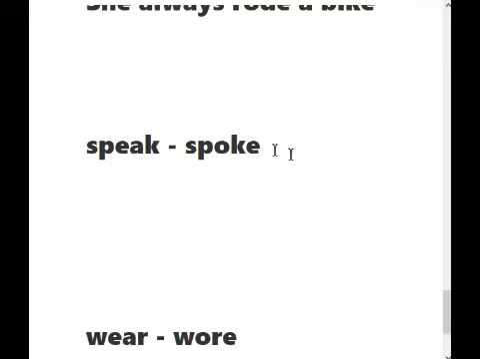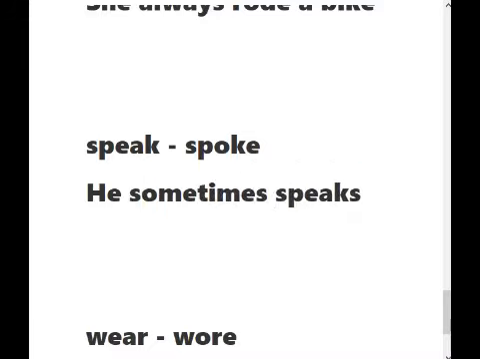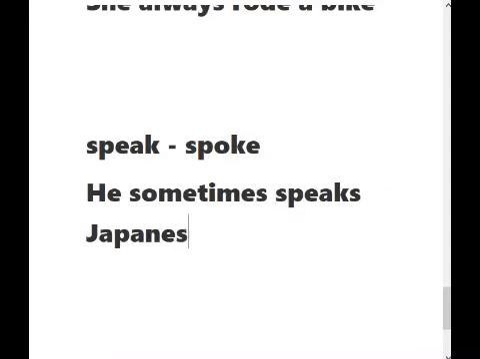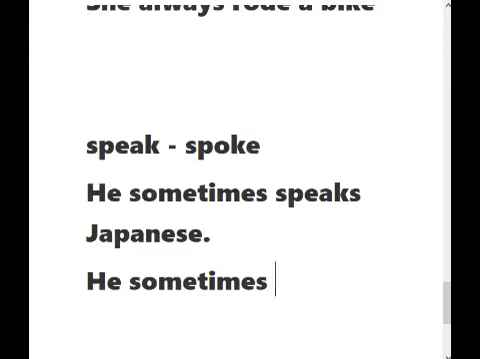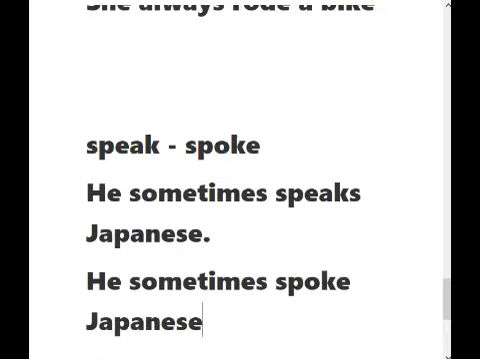Speak. I speak. I'm gonna use he. He speaks. So I'm gonna use the adverb of frequency. He sometimes speaks Japanese. And I'm gonna use sometimes also in simple past. It's okay, don't be confused. He sometimes spoke. That means before, sometimes he spoke Japanese. And that's done.